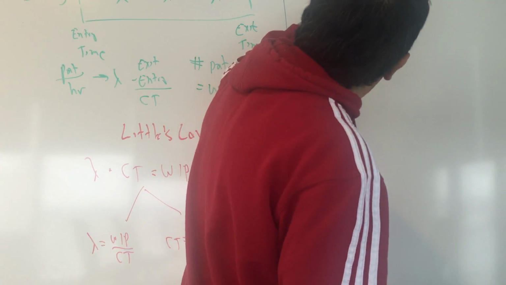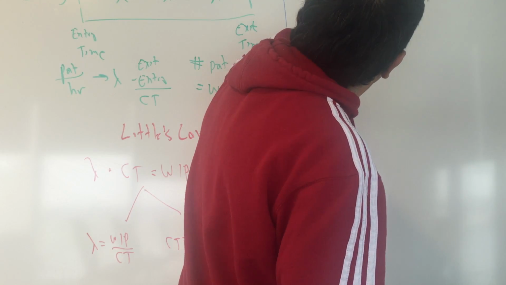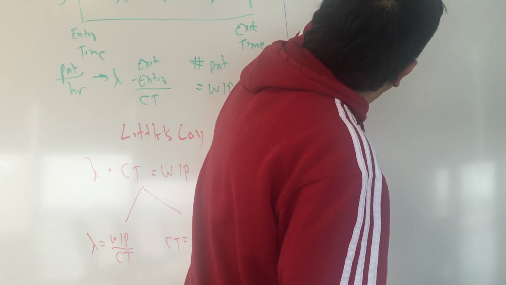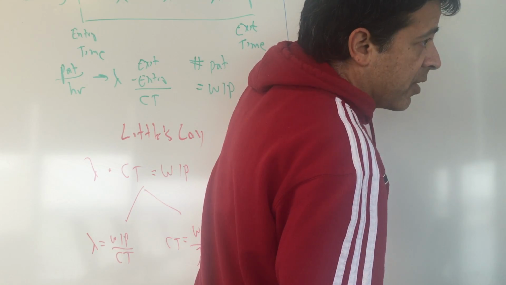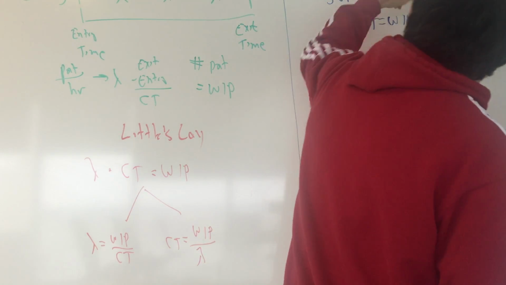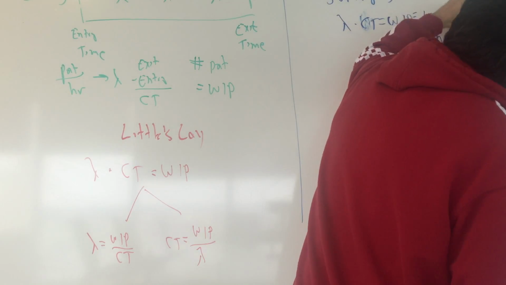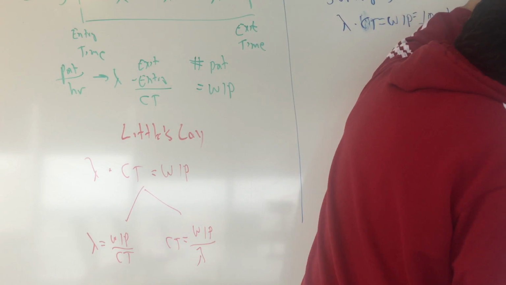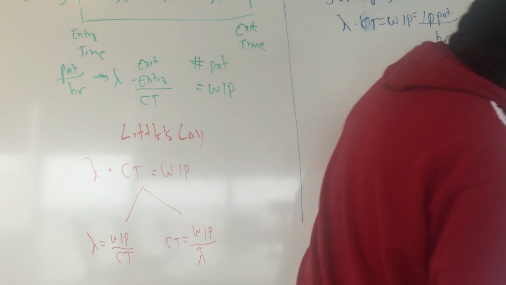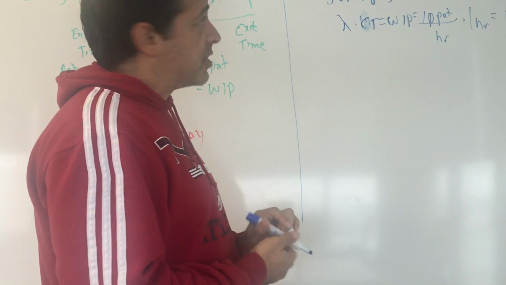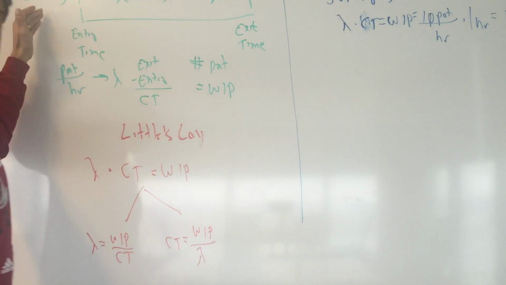Well, I know that lambda times cycle time equals work in process inventory, or in this case, I know that 10 patients per hour times 1 hour has to equal 10 patients. Which means, on average, I've got 10 patients within this system.